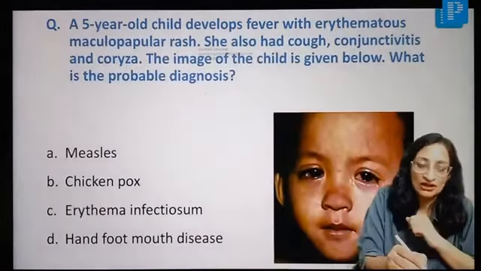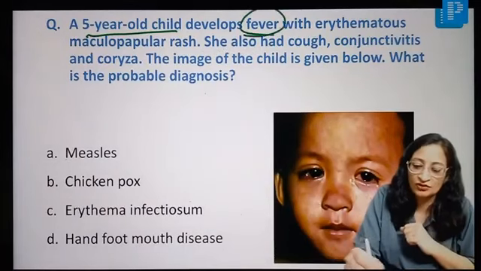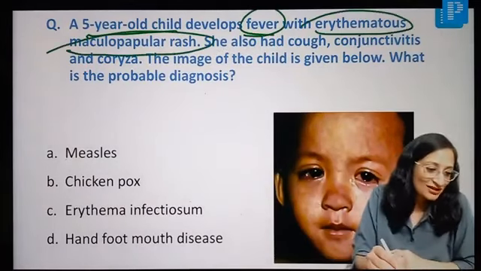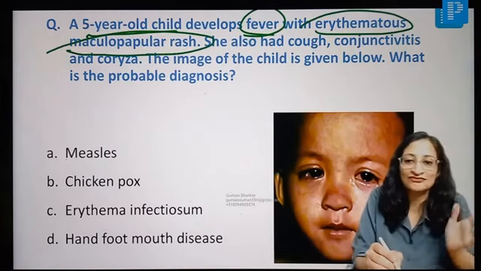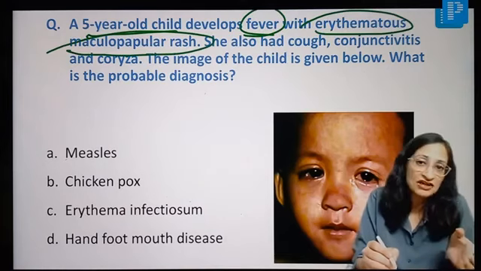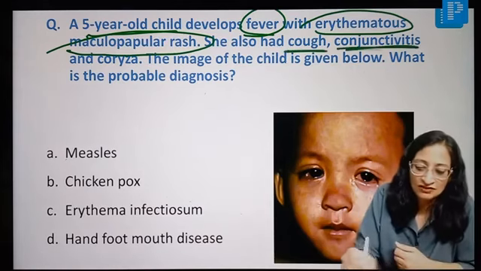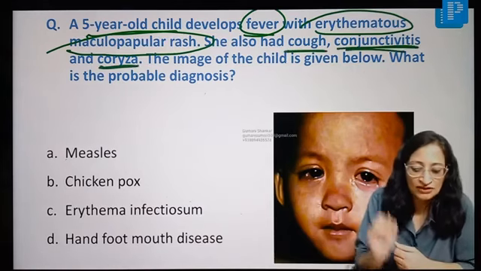Now, a 5-year-old child develops fever with erythematous, that means red-colored, maculopapular rash. Okay. So very good, I can see Menkes disease and Wilson's disease, someone has written. Very good. So in Wilson disease, the ATP7B gene is affected. In Menkes disease, the ATP7A gene is affected. Good. She also has cough, conjunctivitis, and coryza. The image of the child is given below. What is the probable diagnosis?